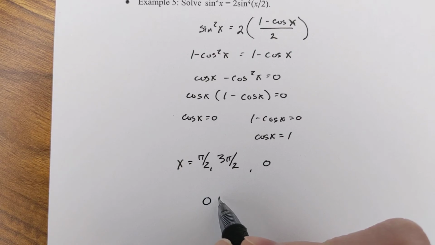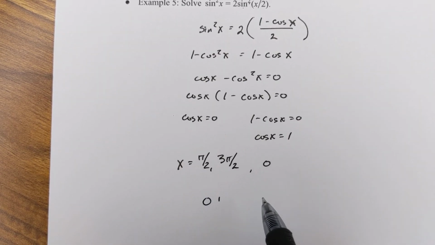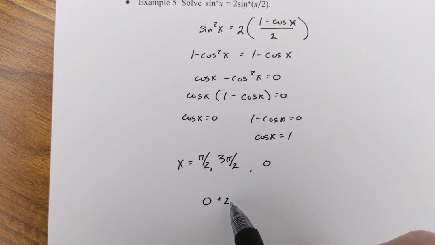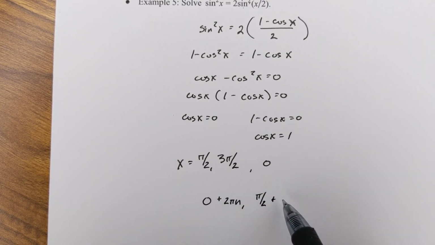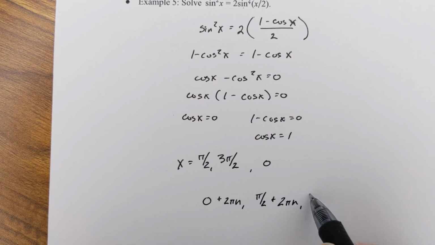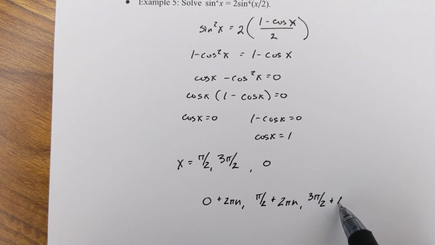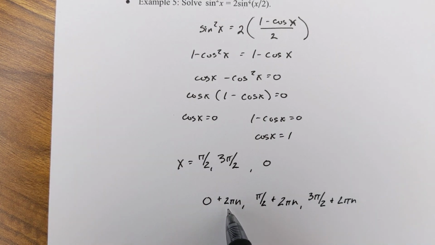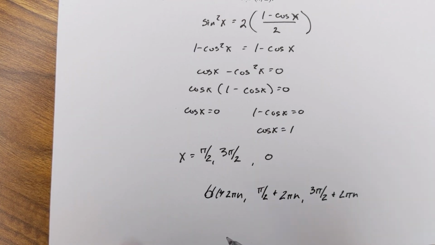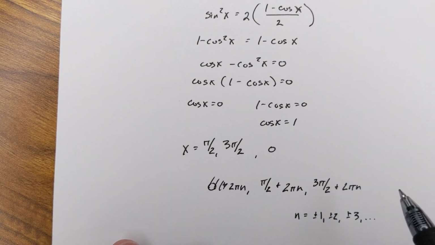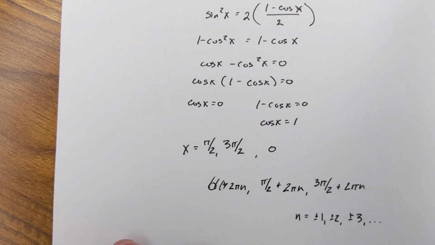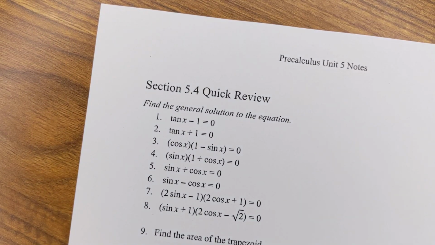So 0 plus 2 pi n, pi over 2 plus 2 pi n, 3 pi over 2 plus 2 pi n. Sometimes the first one would just be written as 2 pi n, because 0 plus anything, where n is equal to plus or minus 1, plus or minus 2, plus or minus 3, and so on and so forth. So those are all of your solutions, which is the end of this section.